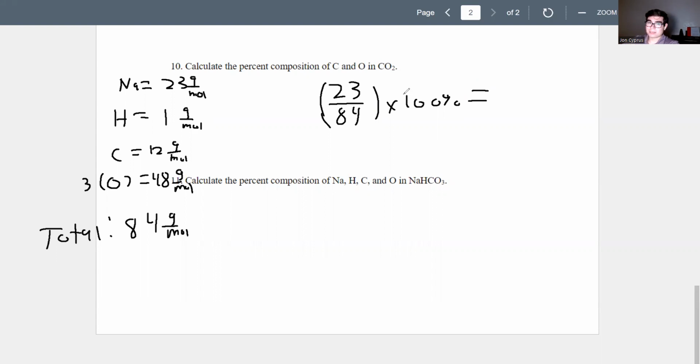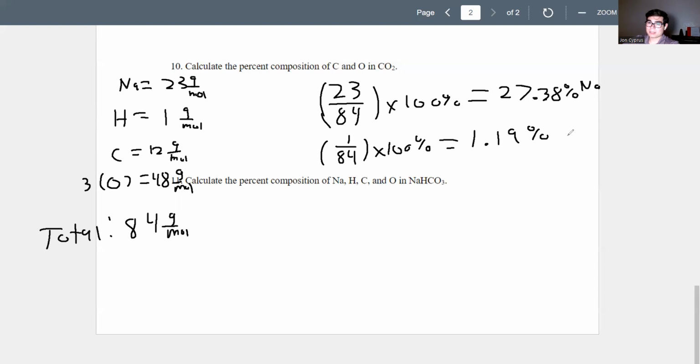So the sodium percent, right? Sodium is the 23, where that came from. This is 27.38%. Down here, we have 1 over 84 for hydrogen. This is 1.19%. Let me label these. That's hydrogen. Carbon, again, is very similar. Just dividing and multiplying by 100. This is 14.29% carbon.